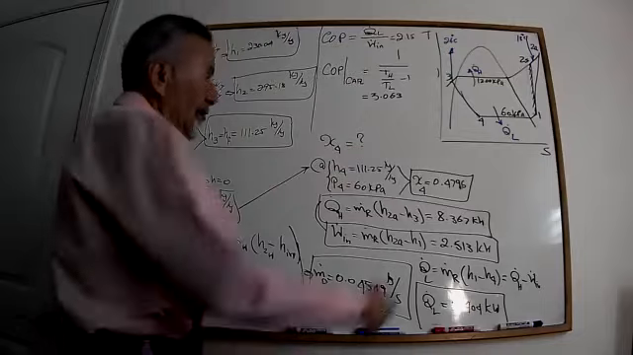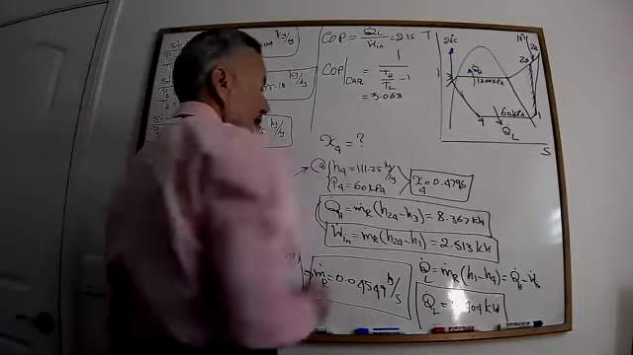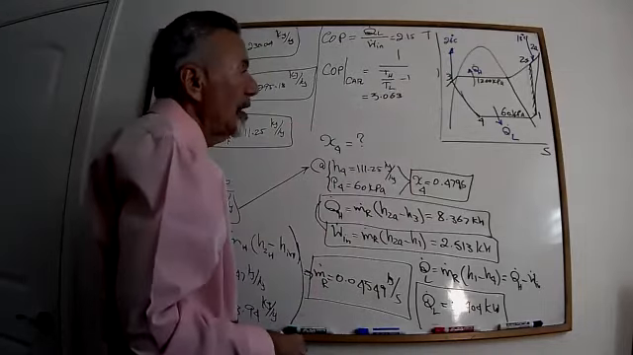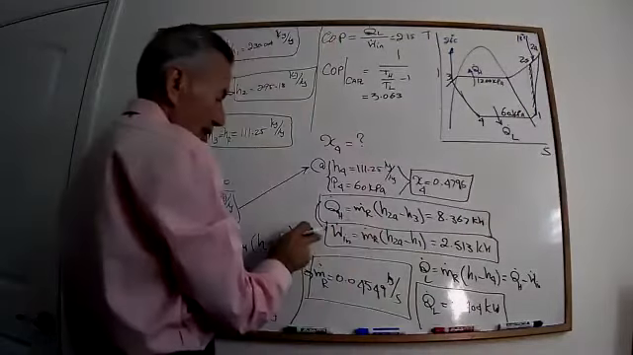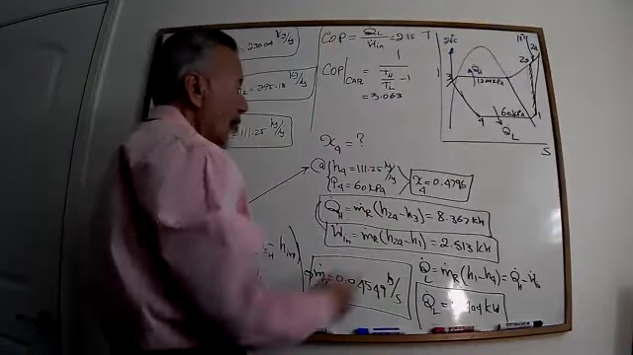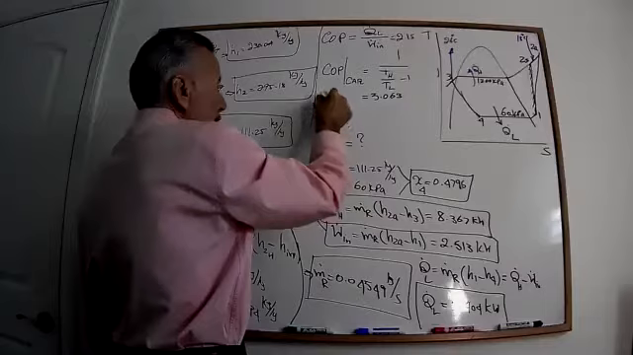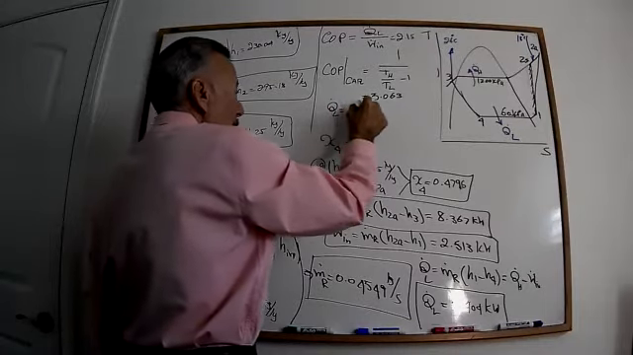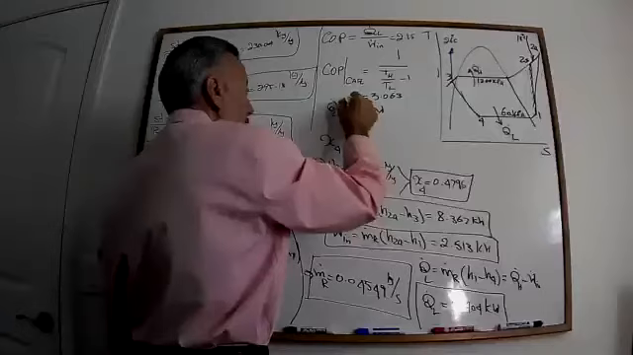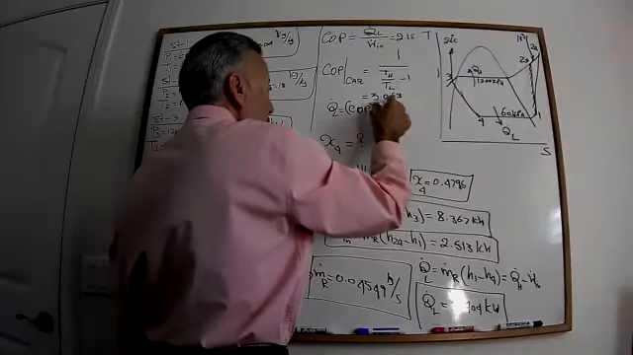Now I say if that is the COP and we keep the work in the same amount, what would be the new QL? So new QL would be the COP times work in.